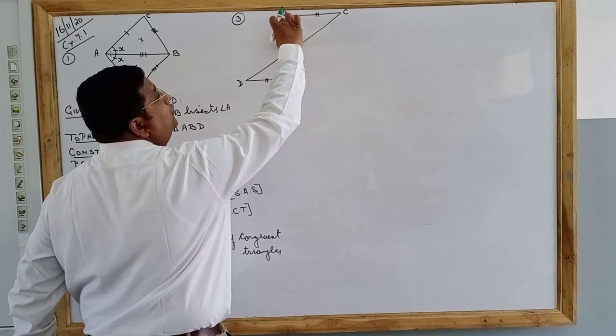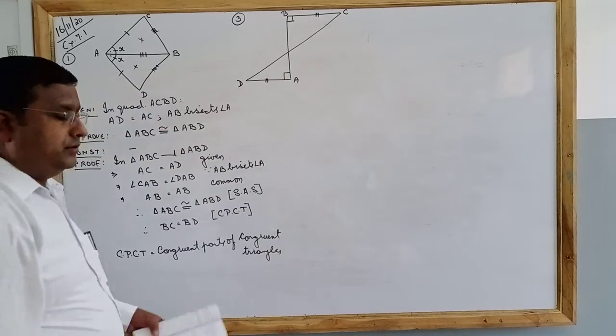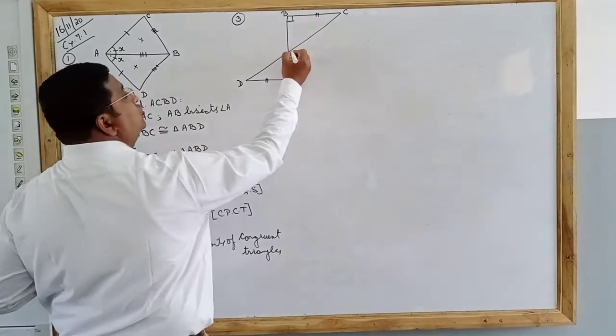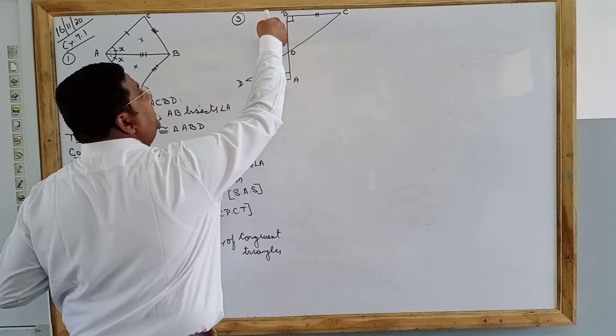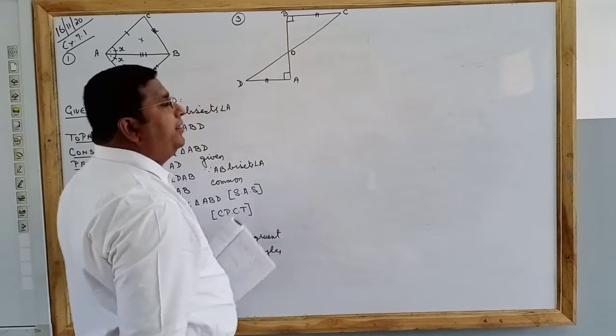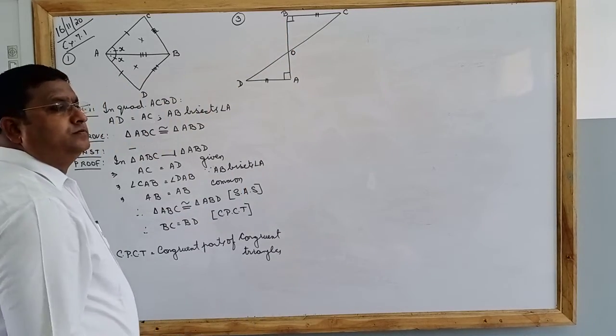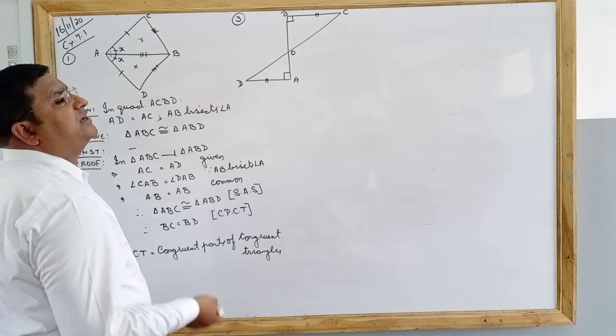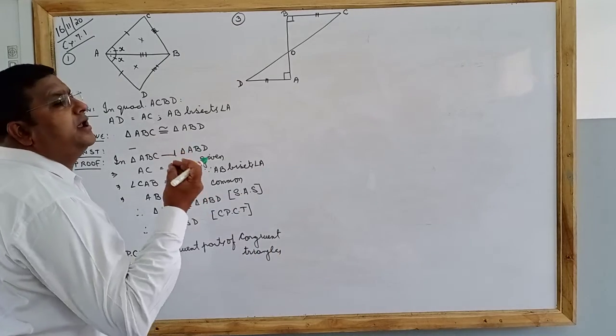Bisecting means we need to prove this part equal to this part. Can you see that? And it is marked as O. So we need to prove that OB is equal to OA. Can we see two triangles? Yes, sir. In these two triangles, we just have to identify equal things.